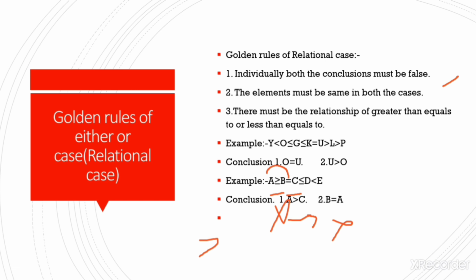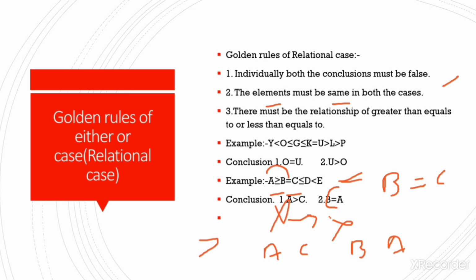Second, we have that the elements need to be the same. Can you see here, guys, we have the elements A and C, and B and A. But look at it very carefully. In the statement it is given that B is equal to C. If B is equal to C, then can we write here B is equal to C?